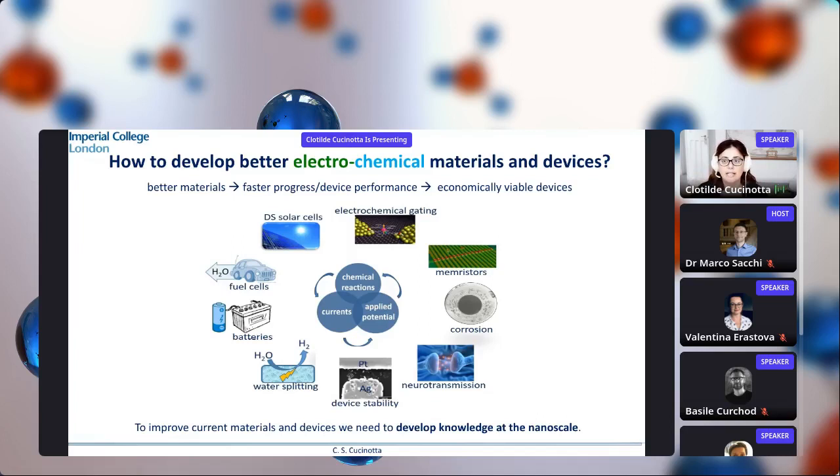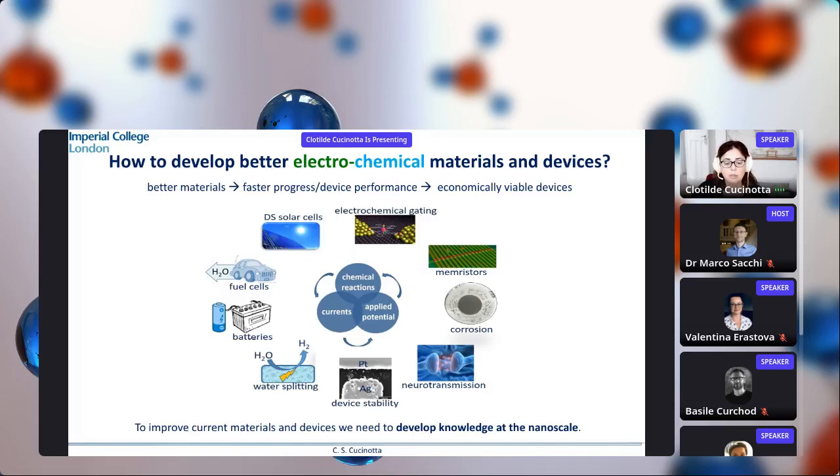So we start from the general context of my research. You see here represented very different electrochemical devices and processes. We have energy devices such as batteries, electrolyzers, solar and fuel cells, and we also have memristors, electrochemical gating devices for memory and logic applications, and processes like corrosion or neurotransmission. All these different devices operate based on the same fundamental electrochemical principles, which is the combined effect of applied potential, electric current, and chemical transformation. And these processes occur at the nanoscale.